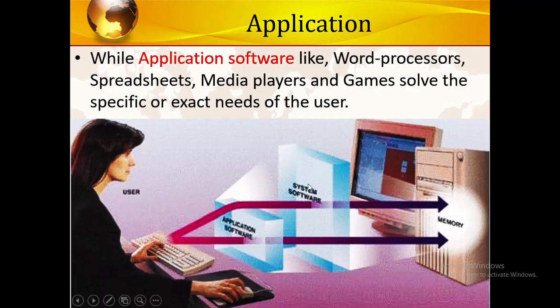Here we have the system software, which is the first in the computer. We first install the system software so that it can manage the computer. After that we can install the application software to do specific tasks for us. And here you can see the user is using the computer and the memory. So these are the instructions to the computer. We are instructing the computer to do whatever we want it to do.